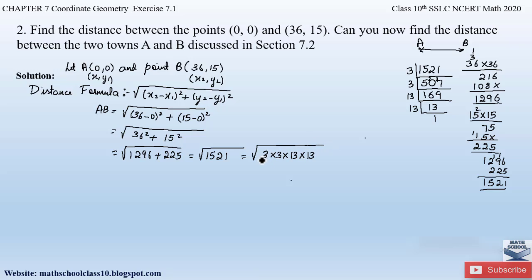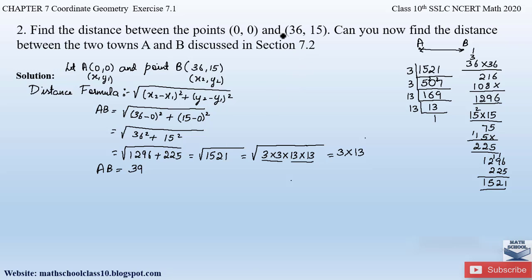Now we can do pairing of the numbers. When there is a pairing of the number, it comes out of the square root term. So here number 3 comes out, and 13 also comes out. So we got 3 into 13. AB is equal to 3 into 3 is 9 and 3 ones are 3. So it is 39. Distance between point A to point B is 39.